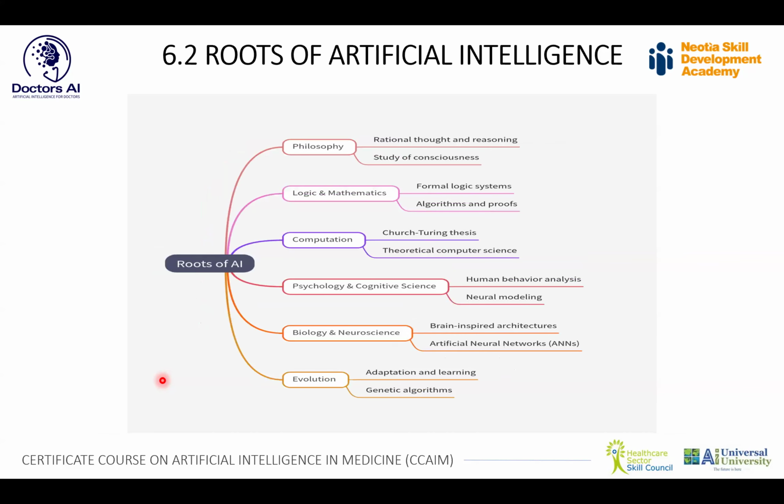What are the roots? In the roots of an AI system, there has to be a philosophy, which is consciousness and rational thought and reasoning. There should be logic and mathematics. Every AI model is built on logic and mathematics. It should have the base and the root of computation. It should have the root and base of psychology and cognitive science, biology and neuroscience, and it should also have the roots of evolution. And this is what you see in your genetic algorithms or in the adapting and learning methodology of the AI systems.